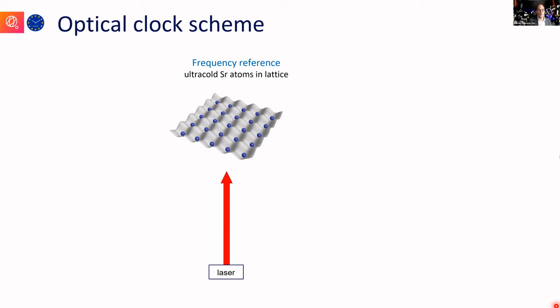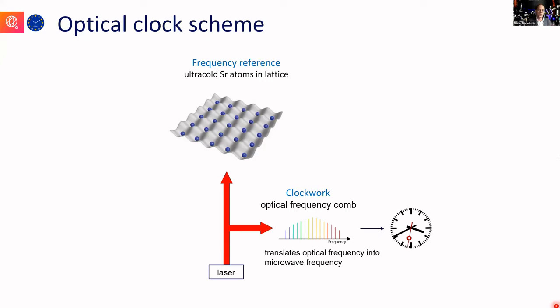Now, all that remains to be done is to use an optical frequency comb to translate the like 400 terahertz optical frequencies of our clock laser into the microwave frequency regime in which we can do something useful with these clocks, in which electronics can use the signal.